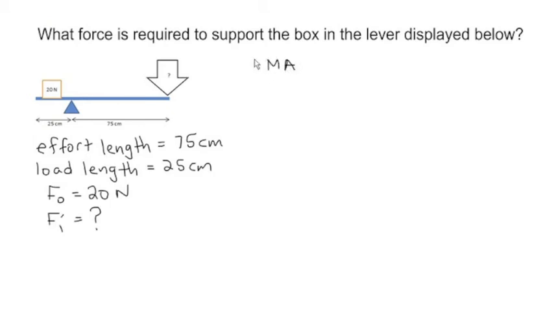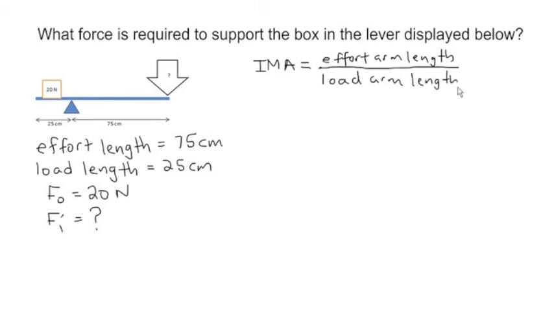Okay, the ideal mechanical advantage of a lever is what we want to find. It is defined by the effort arm length divided by the load arm length. By finding the ideal mechanical advantage, we can then make it equal to the regular mechanical advantage and find our forces. So 75 centimeters divided by 25 centimeters gives us an ideal mechanical advantage of 3. So this lever makes work 3 times as easy, or 3 times easier.